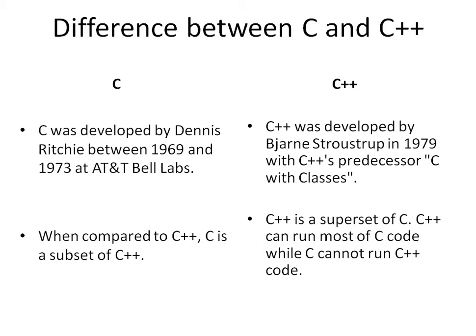C was developed by Dennis Ritchie between 1969 and 1973 at AT&T Bell Labs. When compared to C++, C is a subset of C++. C++ was developed by Bjarne Stroustrup in 1979 with C++'s predecessor, C with classes. C++ is a superset of C. C++ can run most of C code while C cannot run C++ code.